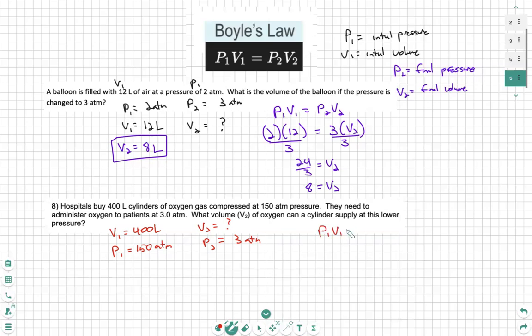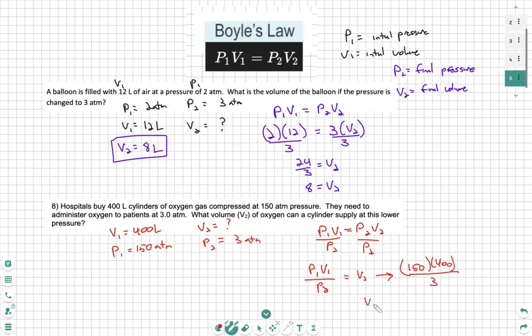In this situation, I'm going to solve it the other way, just so you can see both methods. Instead of plugging the numbers immediately in, I'm looking for V2, so what I do is I solve for V2 first. Now we can rewrite, and we see V2 is equal to P1 times V1 over P2. So at this point, we can now plug and chug all the numbers. So the number is going to be 150 times 400 divided by 3.